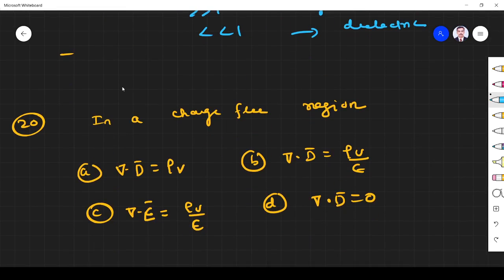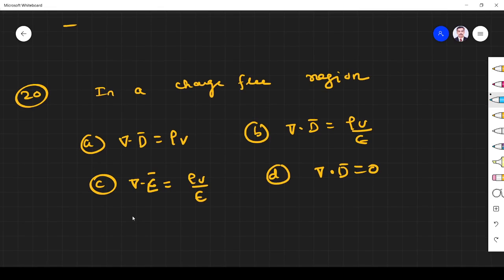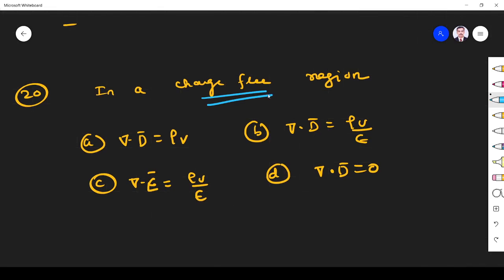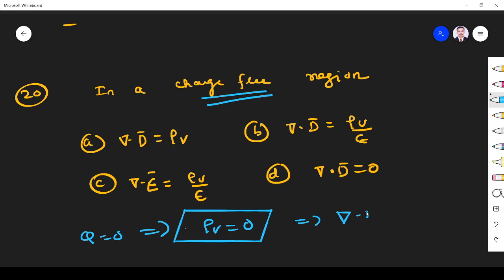Next one, in a charge-free region, what is del dot D? Don't confuse, del dot D is not rho v. Charge-free region means there is no charge, so rho v is 0. This implies, as per Gauss law, del dot D is equal to 0. Option D is the right answer.